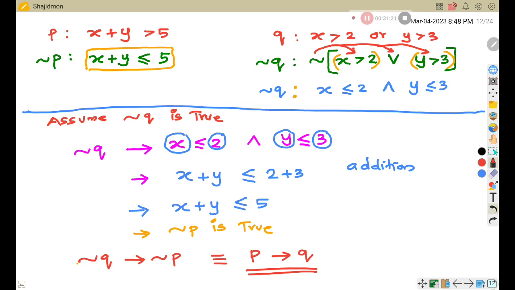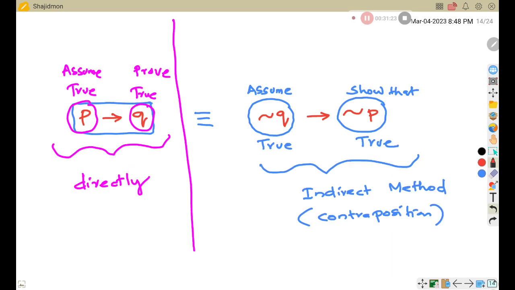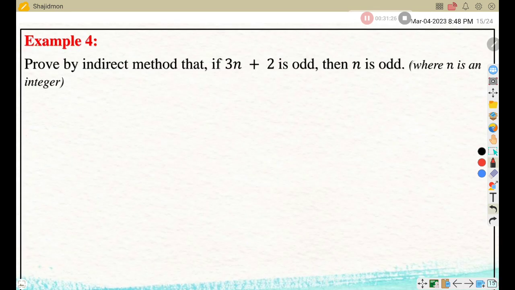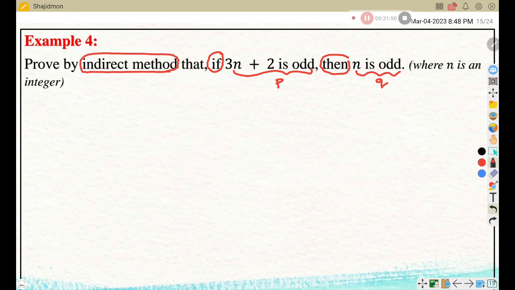Okay, now let me go to another one, question number 4. Prove by indirect method that if 3n plus 2 is odd, that is the p statement, then n is odd, that is the q statement, where n is an integer. So this is proof by indirect method, or proof by contraposition. Okay, so let me start.